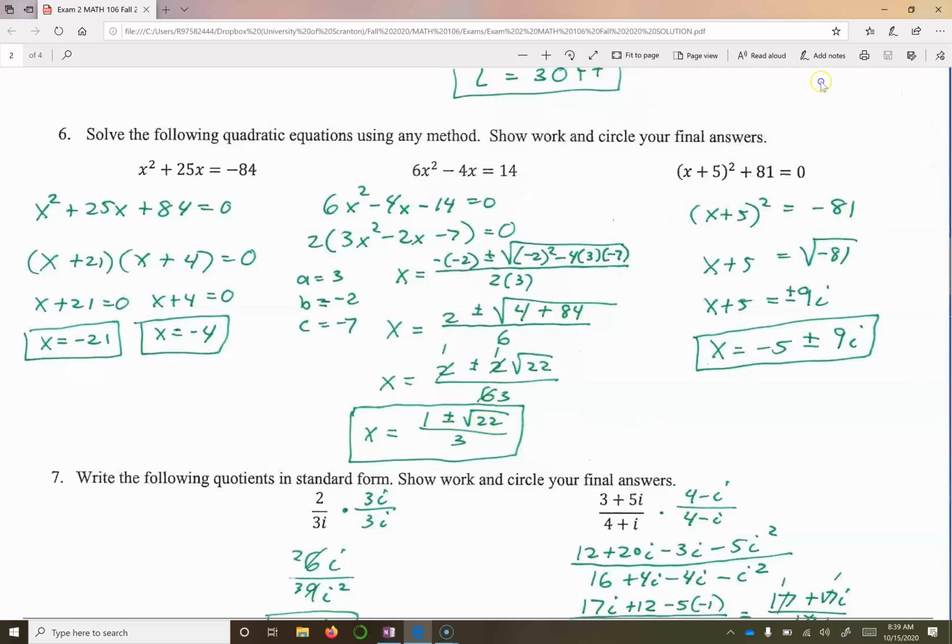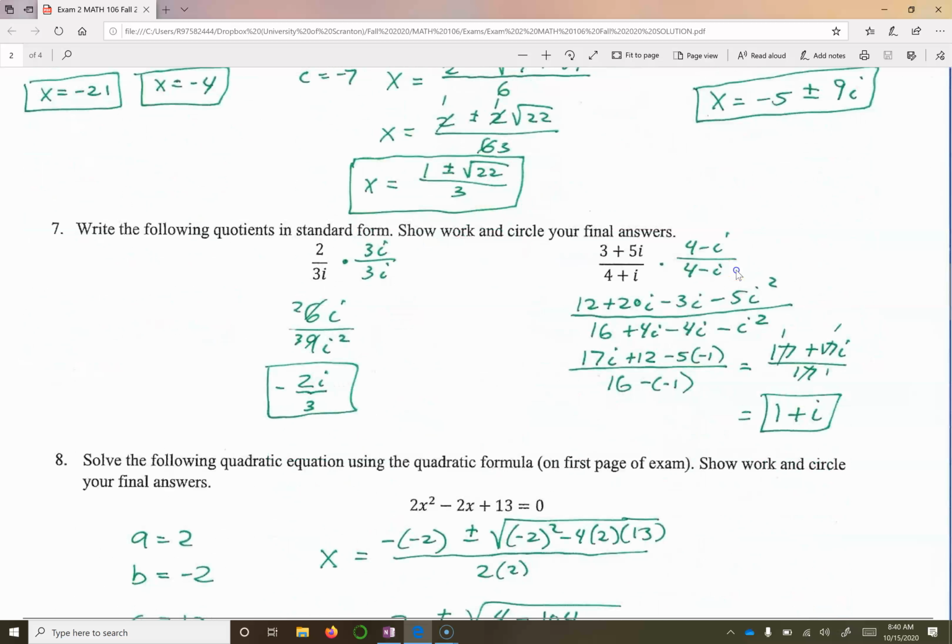And then I was hoping for this third one here. I had this exact problem, different numbers, on the last quiz 4. And I even structured it so it looked like you could just do the square root method by putting the 81 on the right-hand side, taking the square root of both sides, which gives you a plus or minus 9i on the right, and then the solution's pretty simple. So I was hoping people saw that. But I had a bunch of folks foiling out the x plus 5 and then trying to do the quadratic formula, and it just got messy.